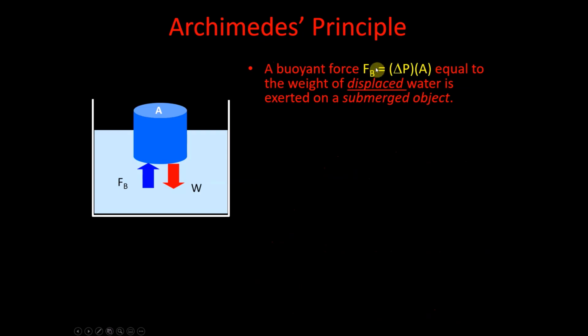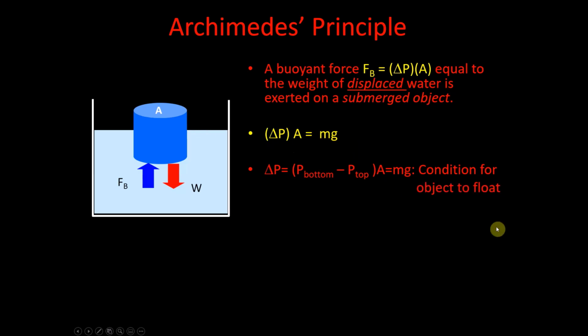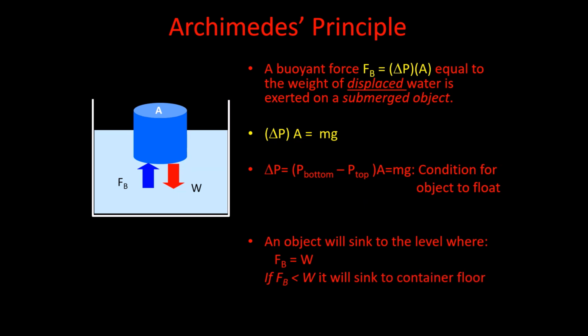So our buoyant force, of course, as we just stated, was delta P times A, and that will be equal to the weight of water displaced by our submerged object. That means delta P times A, as I stated in the previous slide in words, is equal to mg, or P bottom minus P top is equal to mg, and that's the condition for our object to float. So our object will always sink to the level where Fb equals W.